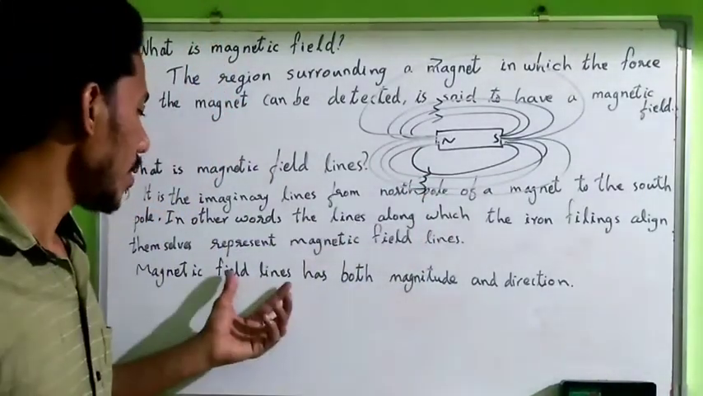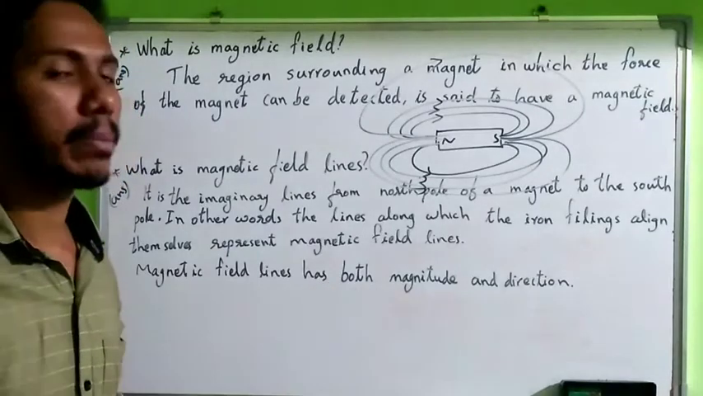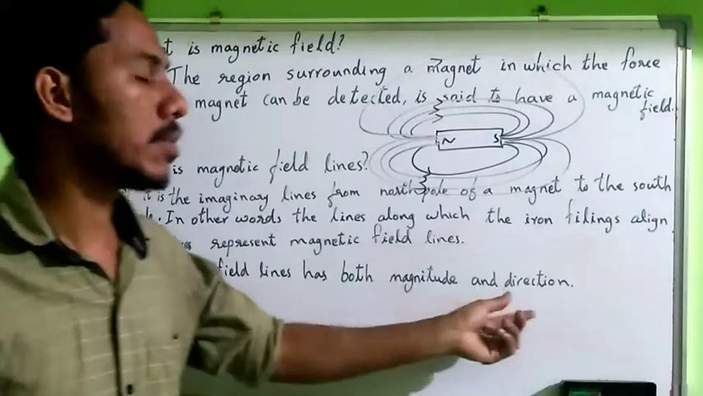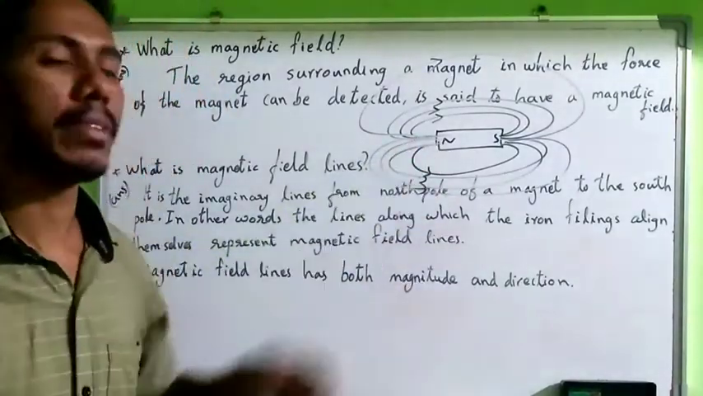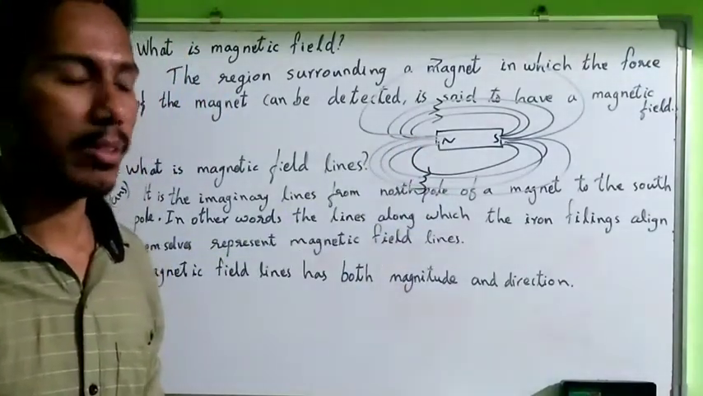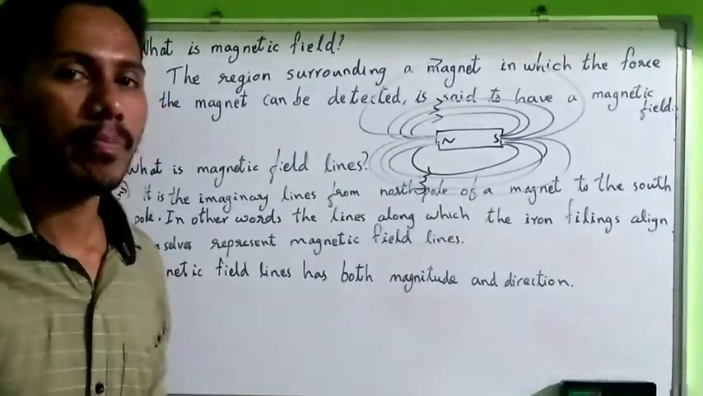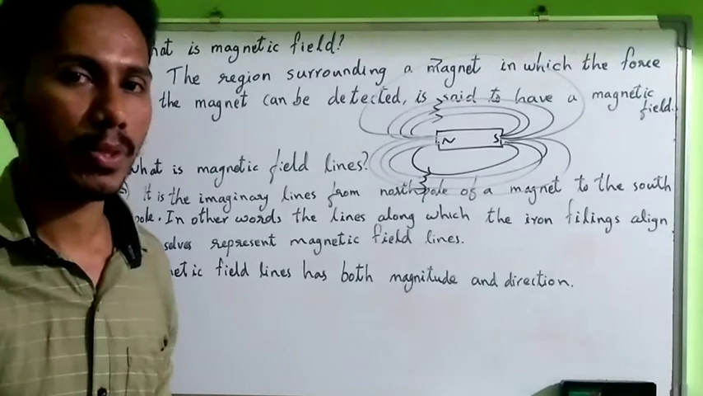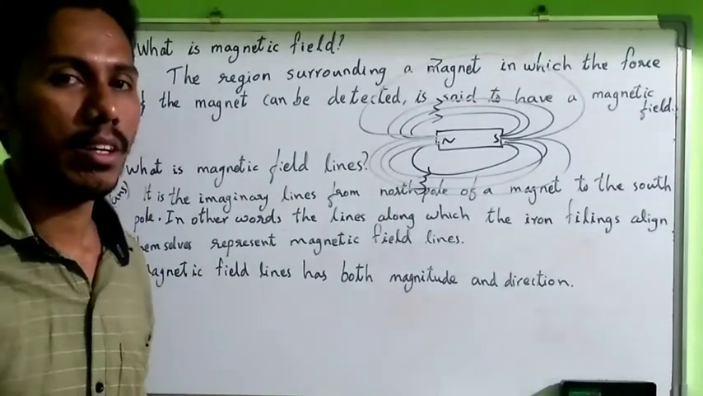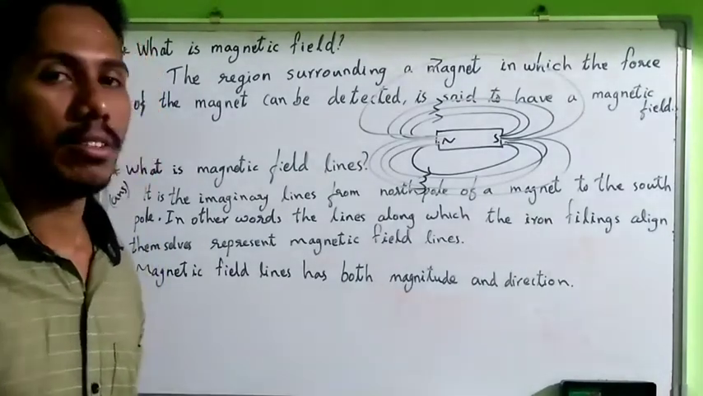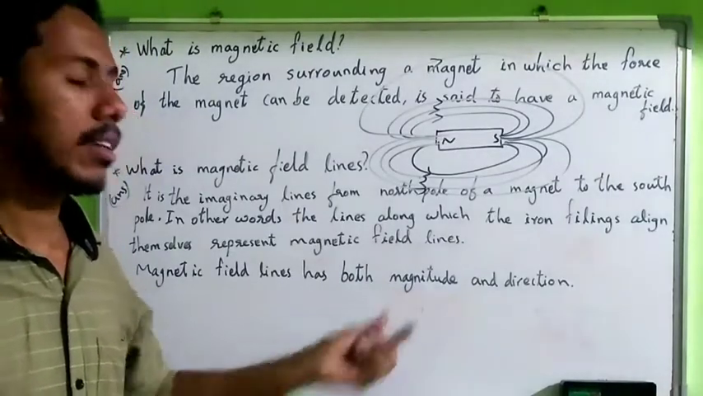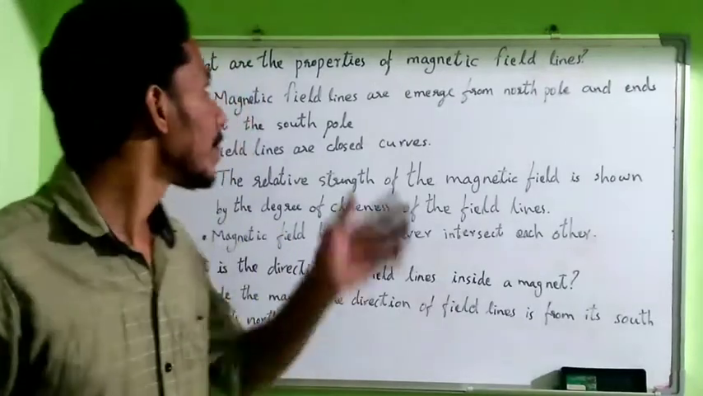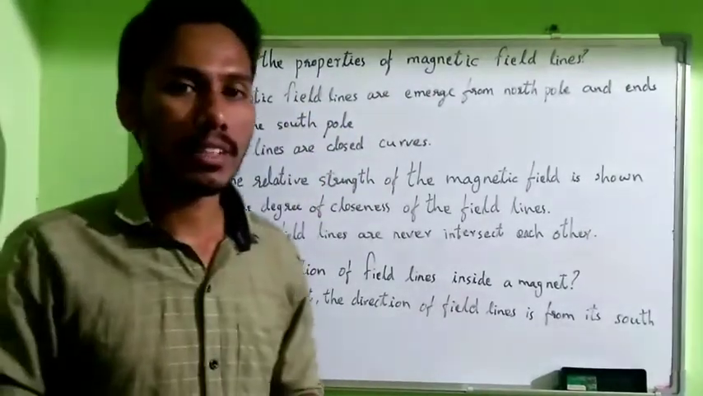Okay. Magnetic field lines have both magnitude and direction. It is a vector quantity. It includes both magnitude and direction. The direction is always from north to south pole, and the magnitude is measured in Tesla. Okay, we discussed in the previous section that the SI unit of magnetic field strength is Tesla.